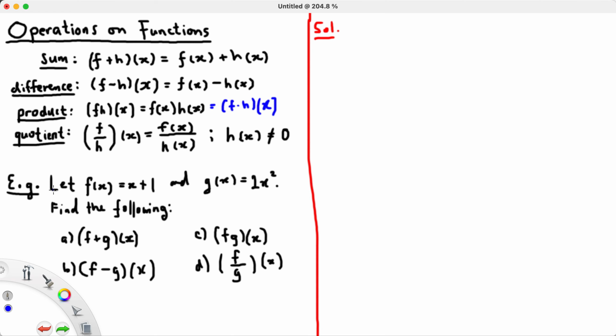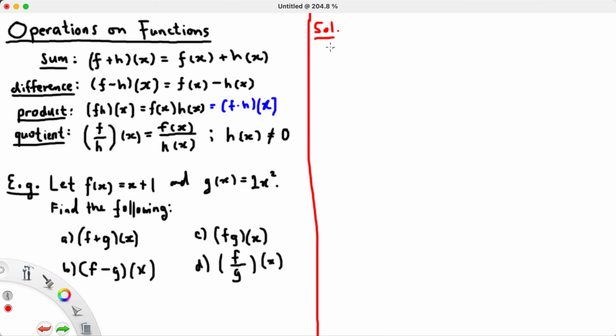Let's take this as an example, and we will let f of x be x plus 1 and g of x equal 2x squared. We're going to solve the following given here. Just notice that in our formula we're using h, but here in our example we're using g. Nonetheless, remember functions can just change their names. The most common is f, which obviously stands for function. So let's start with letter a first.